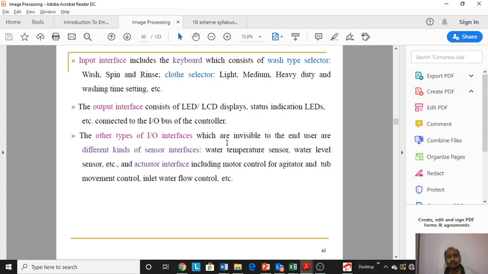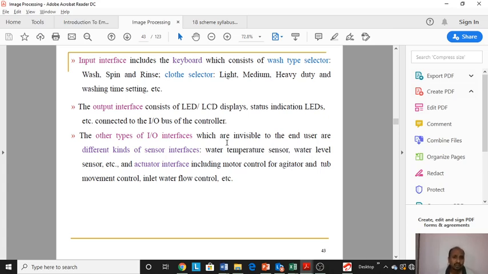The other types of input output interfaces which are invisible to the end user are different kinds of sensor interfaces, like the water temperature sensor, water level sensors, etc. And also the actuator interface, including motor control for the agitator and tub movement control, inlet water flow control, etc.